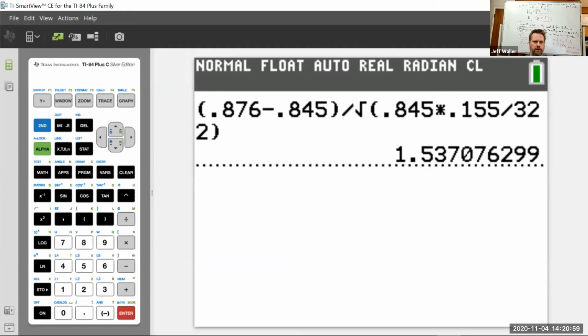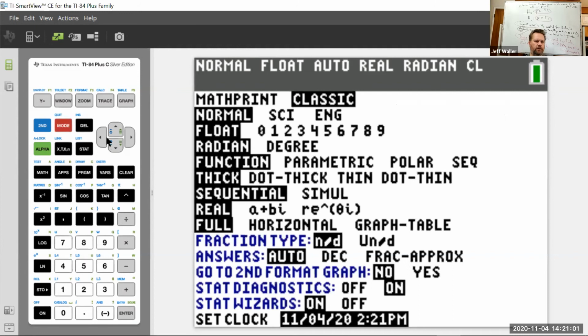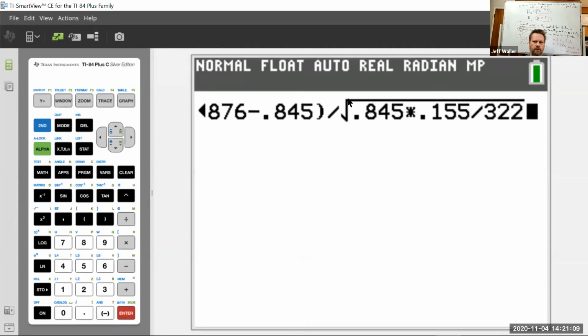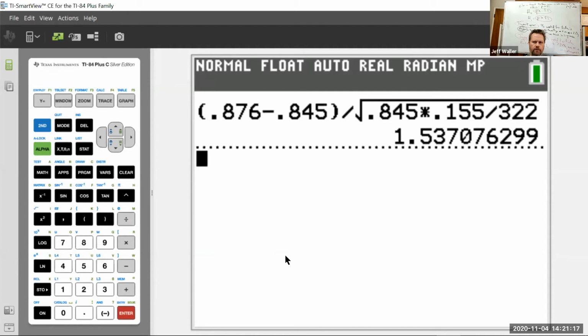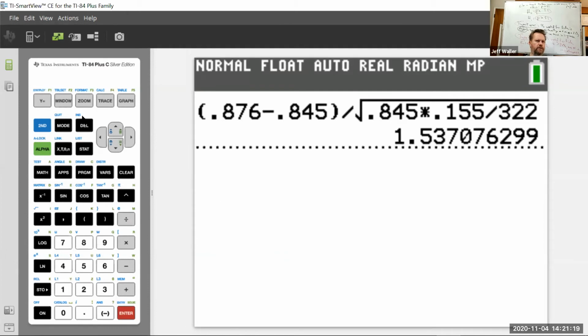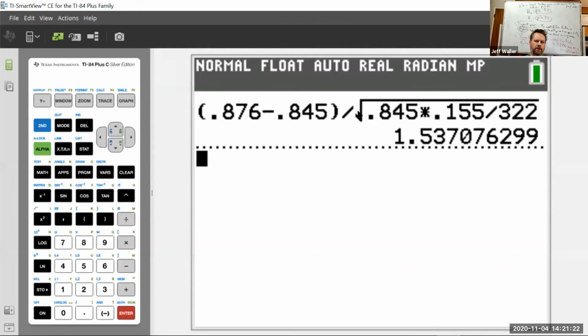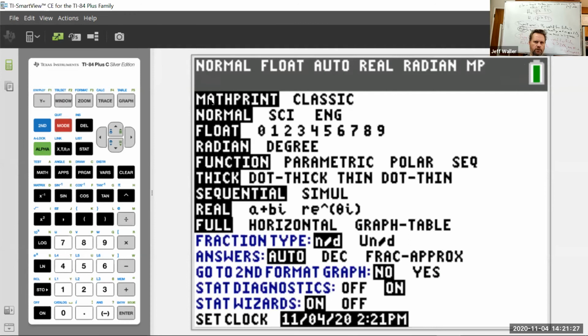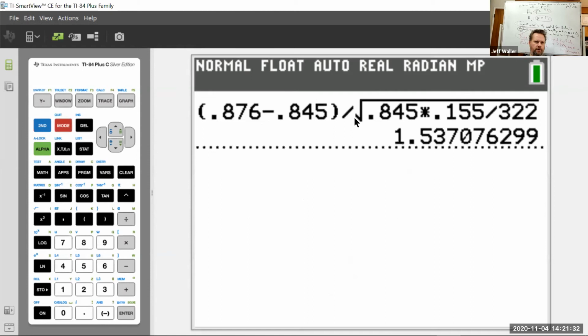There's the 1.54. If you have the newer calculator, it's kind of nice because the square root symbol just grows, right? So you have to have one or the other. If you have a newer calculator but the square root symbol is not growing like that, you might want to look under mode and do math print instead of classic. Math print is the one that makes things look more like they would on paper.